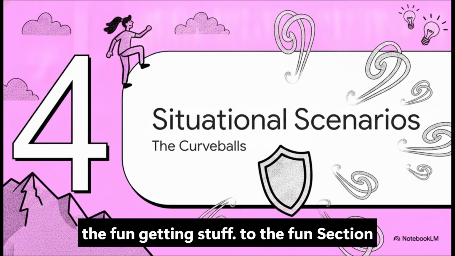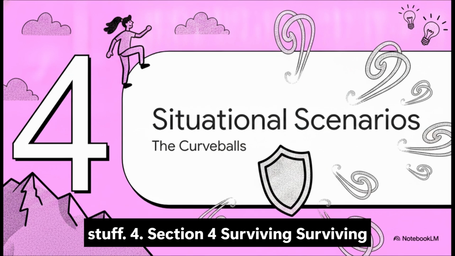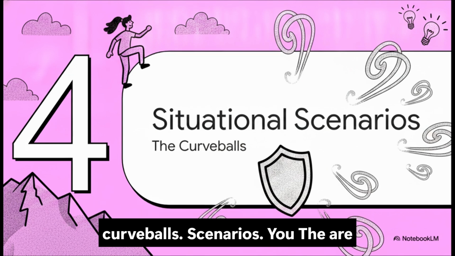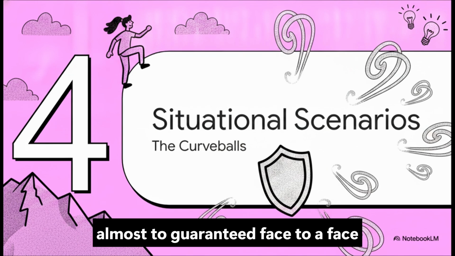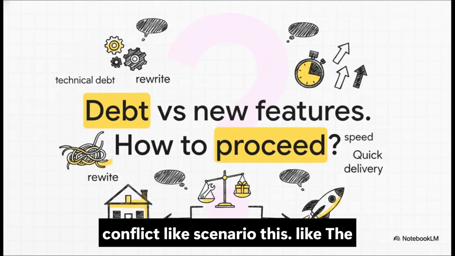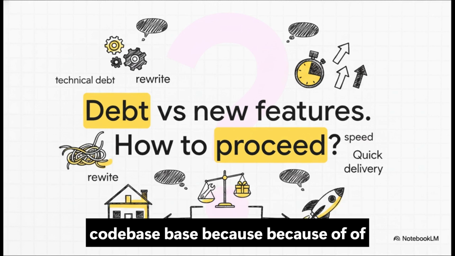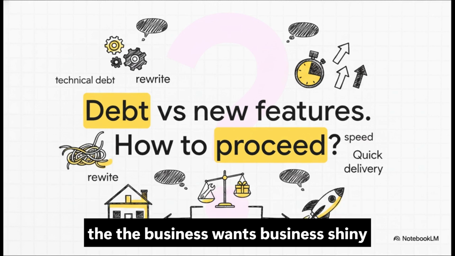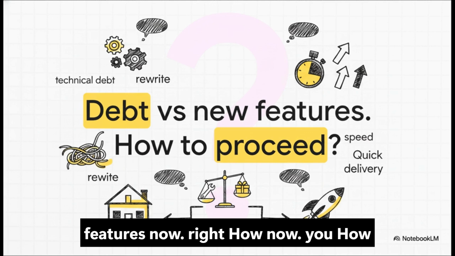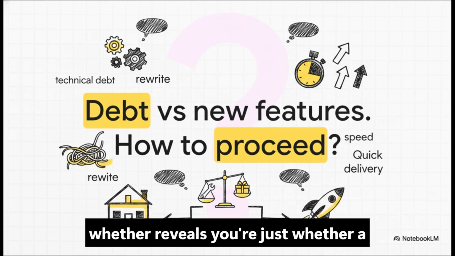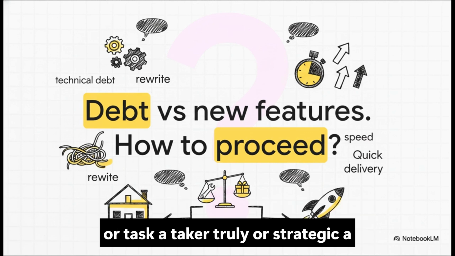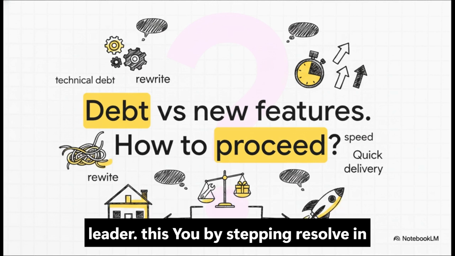Now we're getting to the fun stuff. Section 4. Surviving situational scenarios, the curveballs. You are almost guaranteed to face a classic conflict scenario like this. The engineers are practically begging to rewrite the codebase because of technical debt, but the business wants shiny new features right now. How you answer this reveals whether you're just a passive task taker or a truly strategic leader.